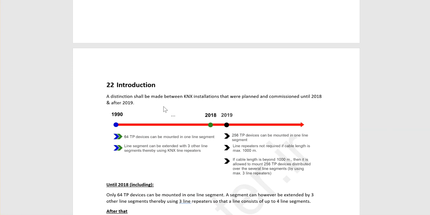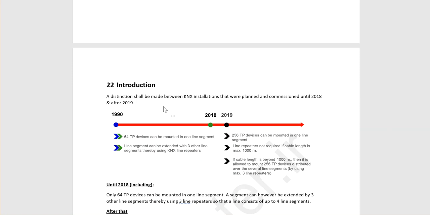But remember that if you want to see whether your devices support this new feature, you should always check the datasheet of the device and make sure. By default we assume that the device can be assigned in a 64-device line segment, but maybe the datasheet says this is something new and we can apply a new topology.